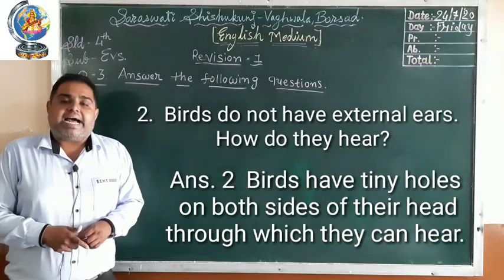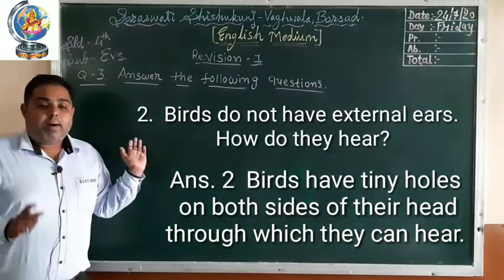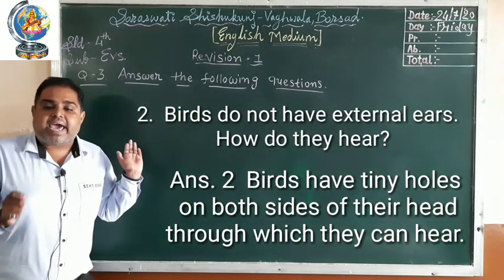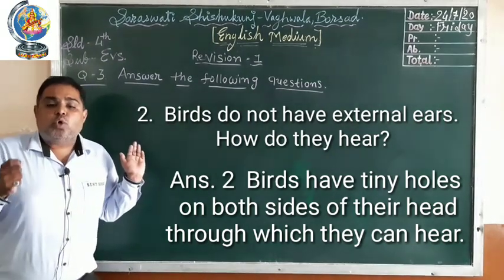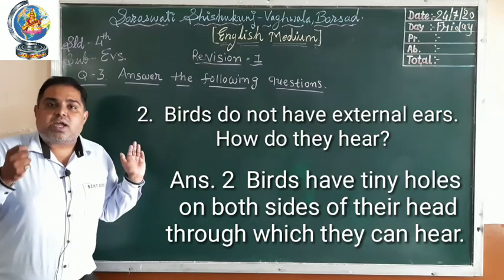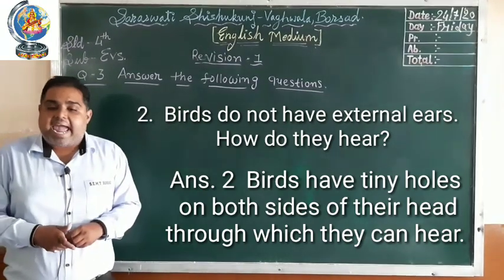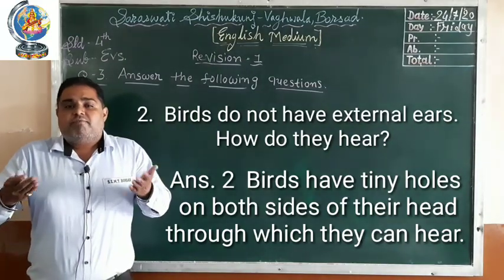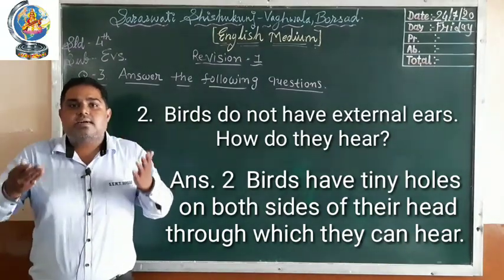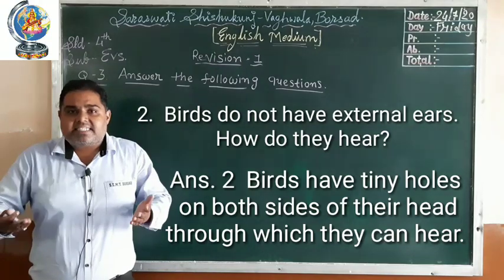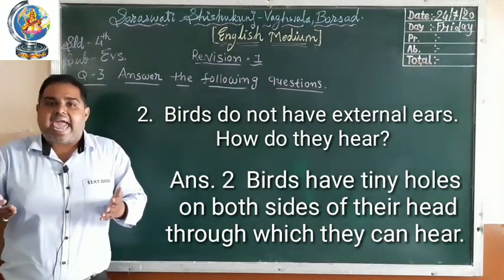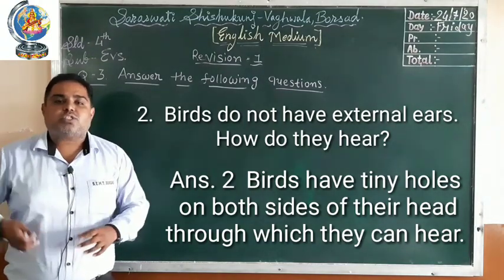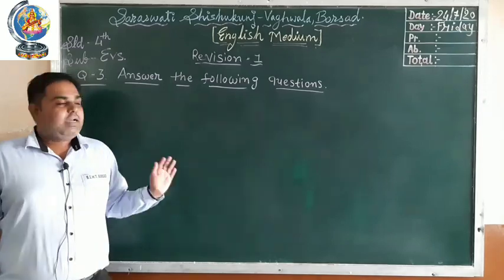Let me repeat the answer again: birds have tiny holes on both sides of their head, and through these tiny holes birds can listen. So all the birds can listen. We cannot see the birds' ears with our eyes, but still all the birds can listen with the very small holes on both sides of their head.